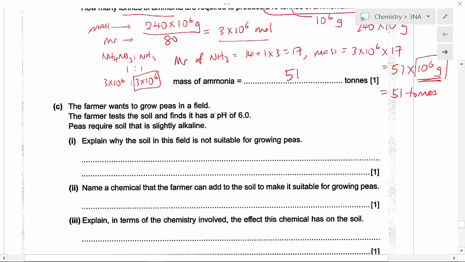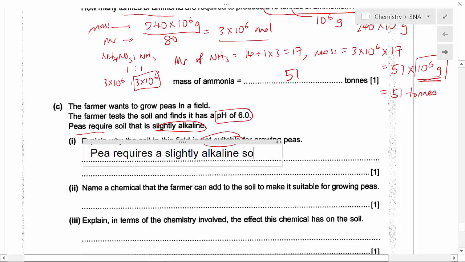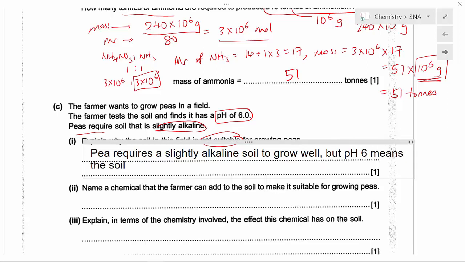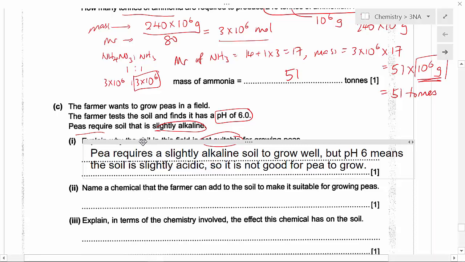The farmer tests the soil and finds the pH is 6, and pea requires slightly alkaline soil. So why is this soil not suitable for growing pea? Pea requires a slightly alkaline soil to grow well, but pH 6 means the soil is slightly acidic, and therefore of course it wouldn't grow well. Okay, so it is not good. So the pH is not correct and the plant cannot grow well.